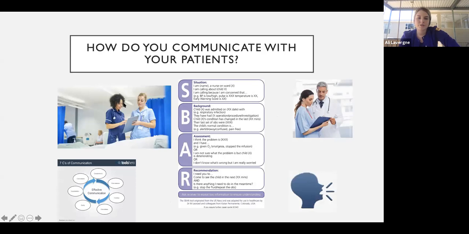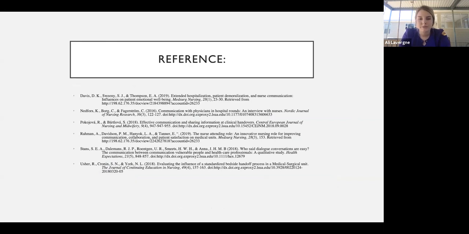And these are my pictures. I have a picture of a nurse giving report at the bedside. I have a picture of the physician and the nurse talking. And this is the SBAR. It's situation, background, assessment, and recommendations. And these are my references.